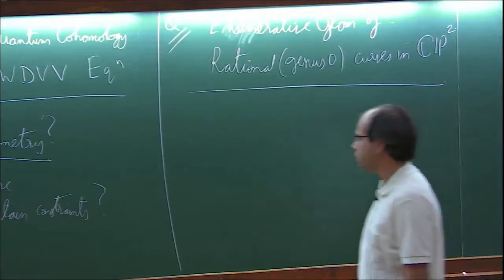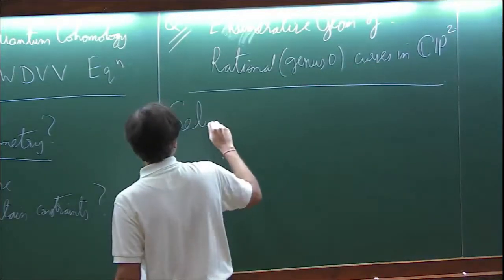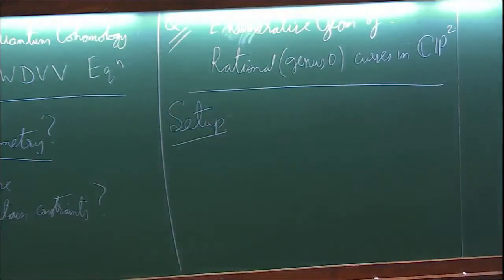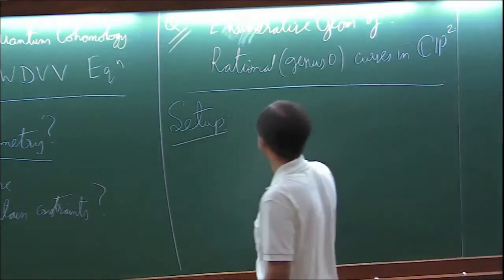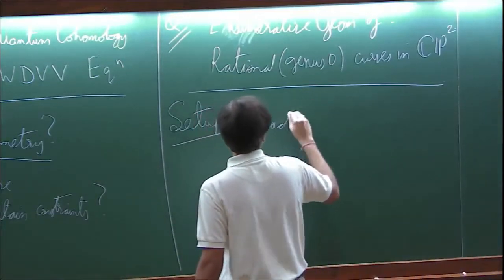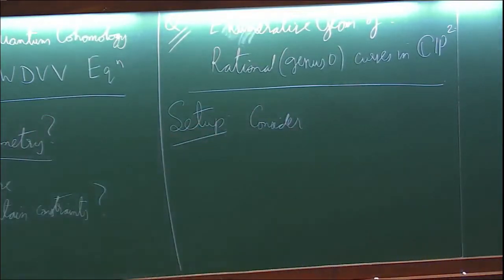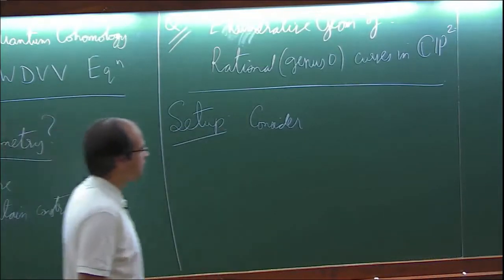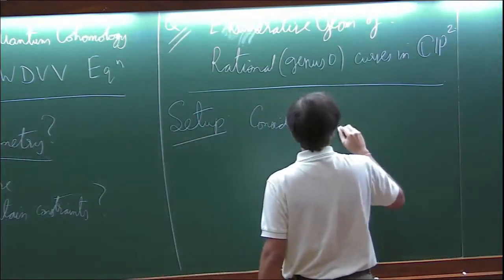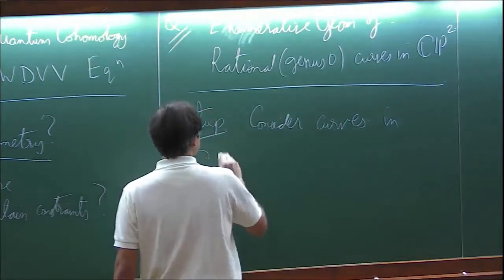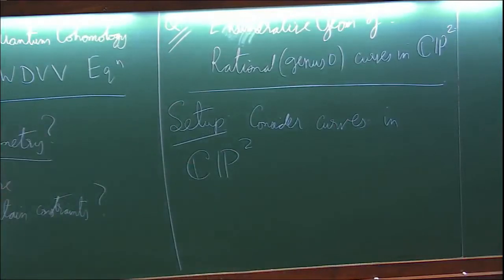My setup is as follows. I look at the complex projective space. Enumerative geometry looks at counting geometric objects. So what are my geometric objects? My geometric objects are curves in complex projective space. That's a two-dimensional complex projective space.